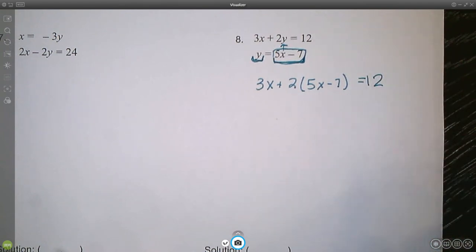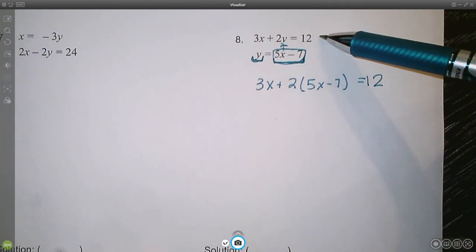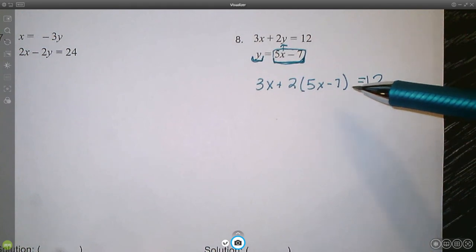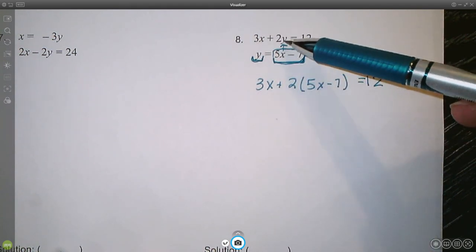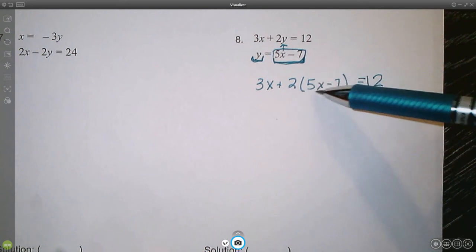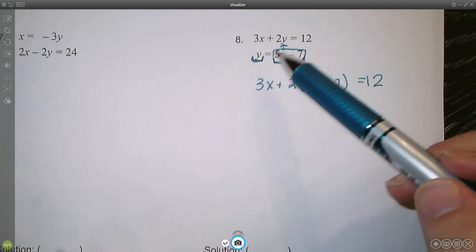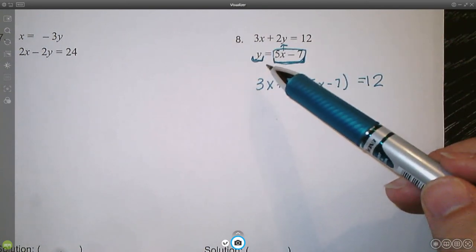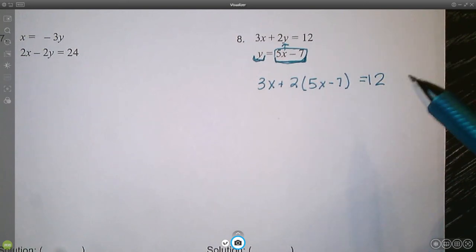So just take a couple seconds. Look at this equation, and then look at this one. The only thing that's different is instead of this y, we wrote 5x minus 7. And since these two are equal, that means they're exactly the same, so it doesn't matter which one you put.